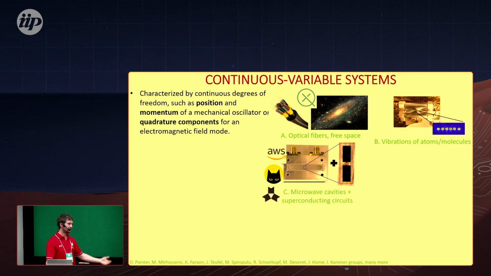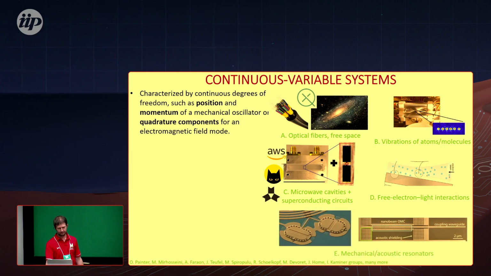Microwave cavities, as opposed to optical cavities, also photonic. There's at least three companies actively working in this particular technology. Free electron light interactions, kind of a new player in the field. There are some continuous variable degrees of freedom there. And mechanical, your vibrating drums and vibrating things that are quantized such that their amplitude now becomes resolvable in terms of phonons. So why should you care?